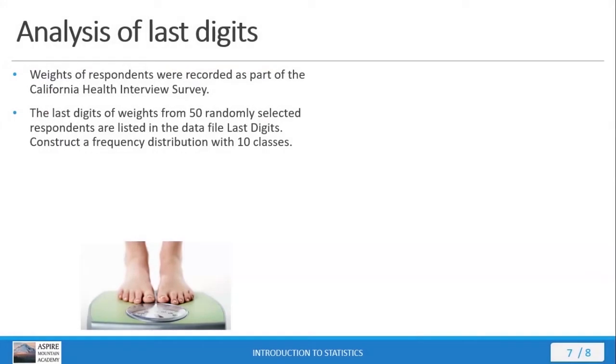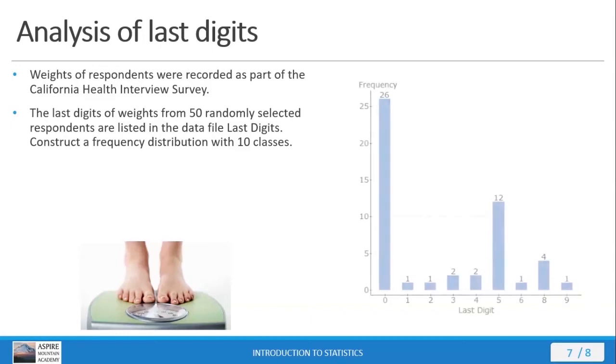Okay, so here's what we've got here. The California Health Interview Survey collected health data from California residents. The weights of 50 randomly selected participants were then taken, and the last digit from each weight measurement was placed in our data file. Now, we've already constructed the frequency distribution, and it looks something like this.